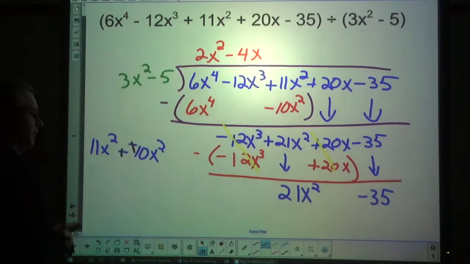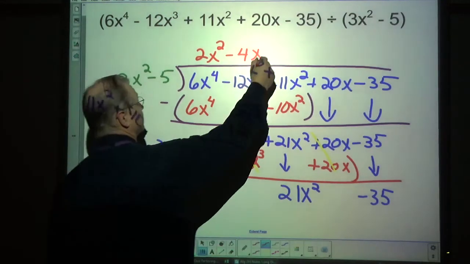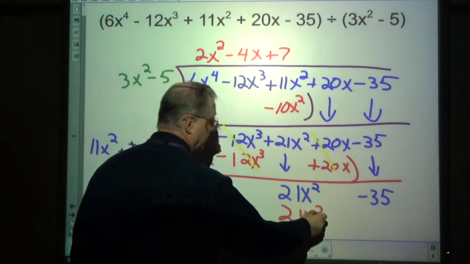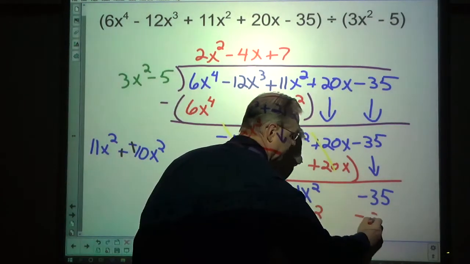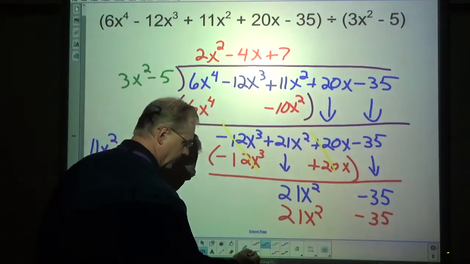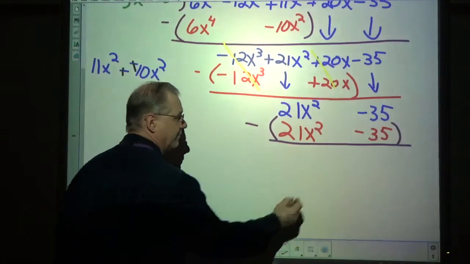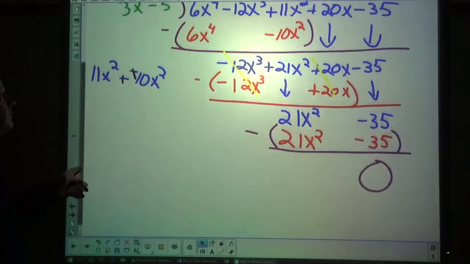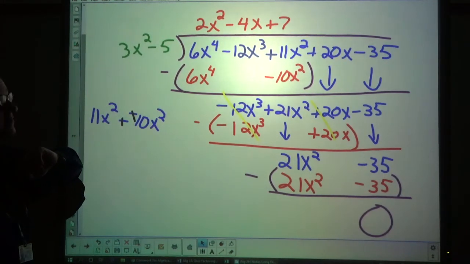Let's check it out. What times 3x squared gives you 21x squared? Well, 7. 21x squared, 7 times 3x squared, 7 times negative 5, negative 35. I'm going to subtract, and I will have no remainder here. So my final answer is 2x squared minus 4x plus 7.